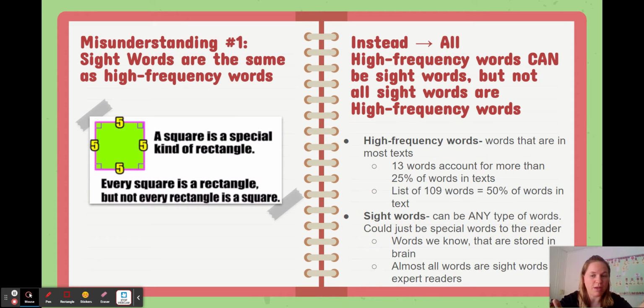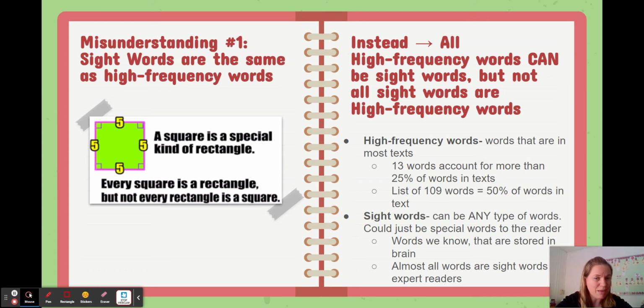And the big difference when I try and break these down is high frequency words are words that we see all over the place in text. There's a list of 109 words that make up 50% of the words in text that our kids are reading. So those are just words that we see all the time.